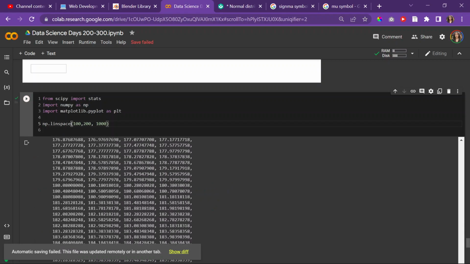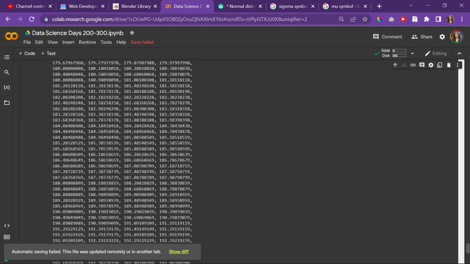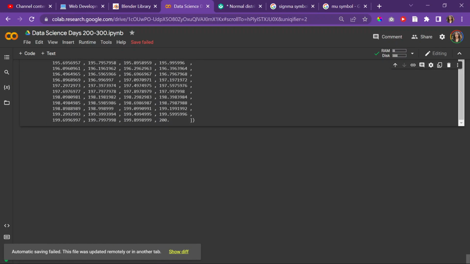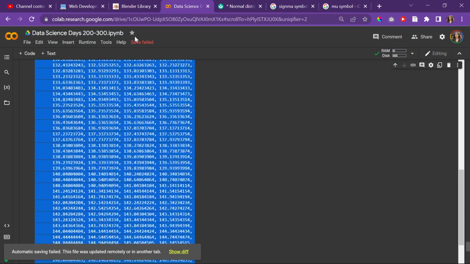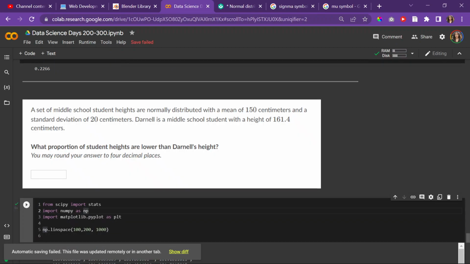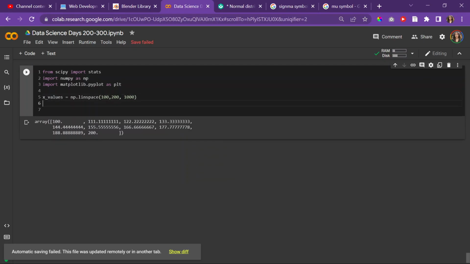Linspace. Okay, spelled that wrong. So if you run that, you're going to see that it's going to start at 100, like I said, and it's going to end at 200, and there are going to be 1,000 values in between, as you can see. If you change it to 10 values, then you're just going to have 10 values between 100 and 200. But we're going to leave it as 1,000, and we're going to set that as our x values, because remember, we're actually creating this normal distribution.